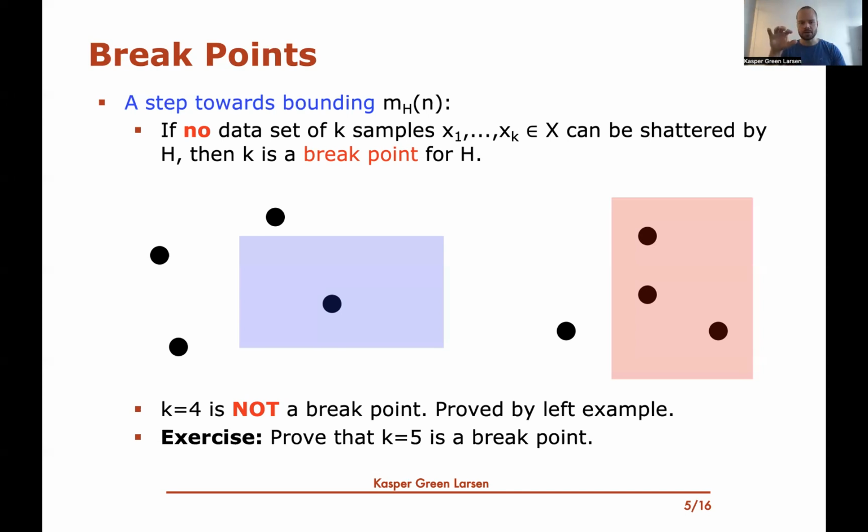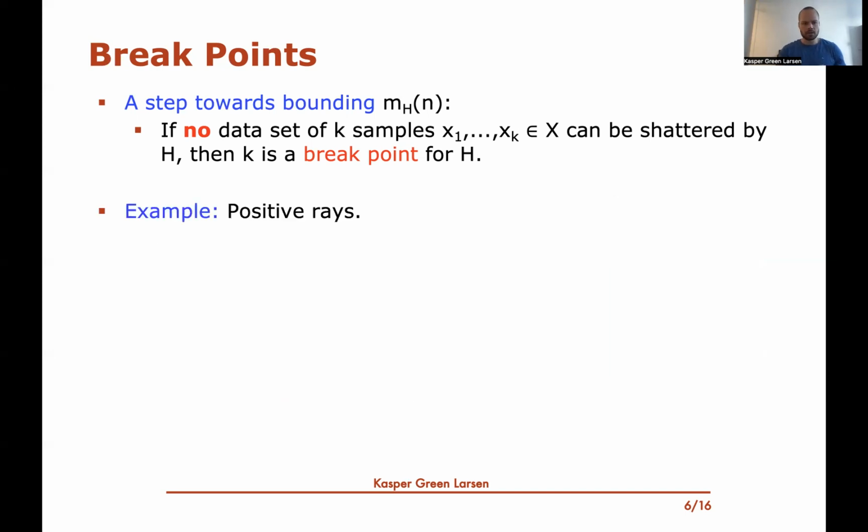So for any subset of the points, you can find a rectangle that contains exactly those points and none of the rest. So 5 is actually a breakpoint for axis-aligned rectangles, but 4 is not, as you can see here on the left example, because there is actually a set of 4 points that can be shattered by this hypothesis. Okay, so maybe let's also go back to these examples that we saw in the previous video.